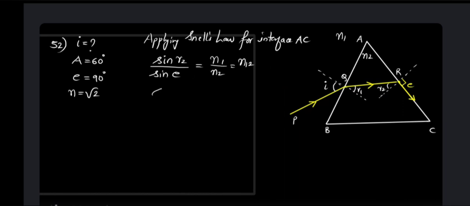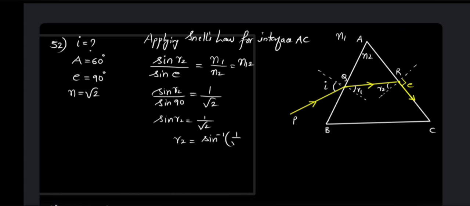Okay. So sine of R2 is unknown to us. Keep it as it is. Sine of E is sine 90, equal to the refractive index of air, which is 1. The refractive index of glass is given as root 2. So sine of R2 is going to be 1 upon root 2 into sine of 90, which is equal to 1. So sine of R2 is equal to 1 upon root 2. So R2 is going to be sine inverse of 1 upon root 2, which is nothing but 45 degrees.